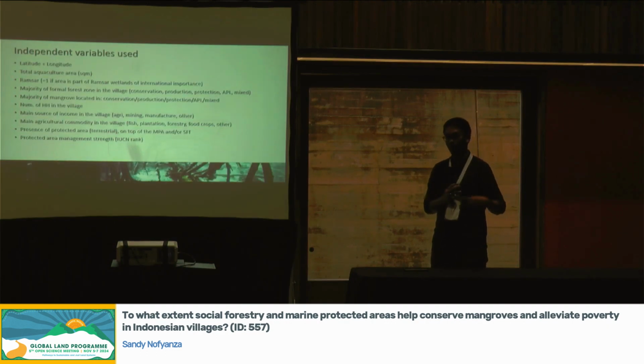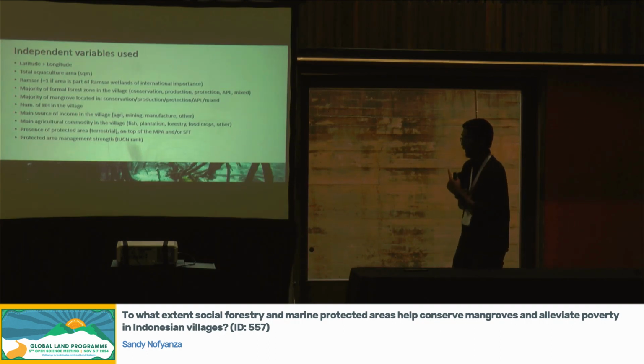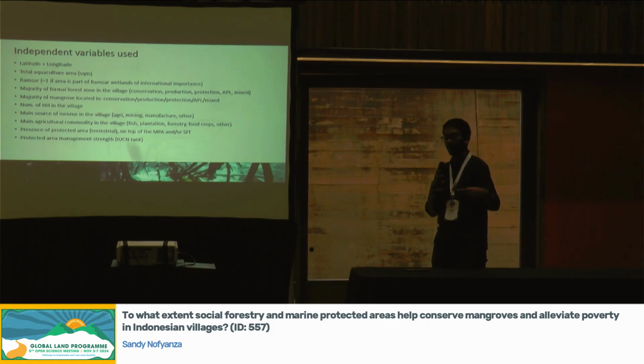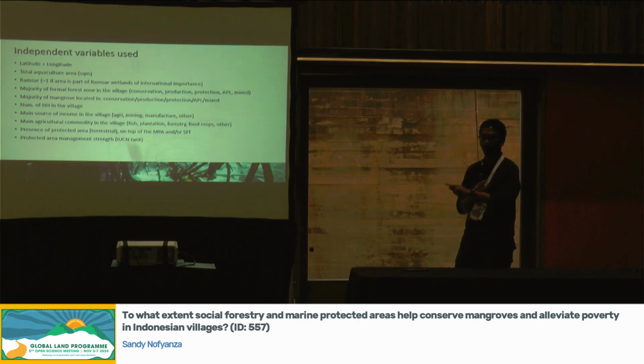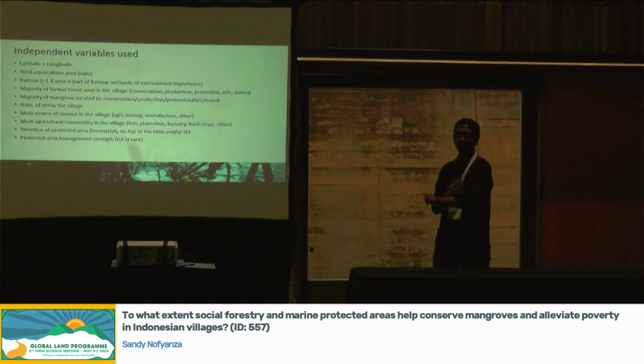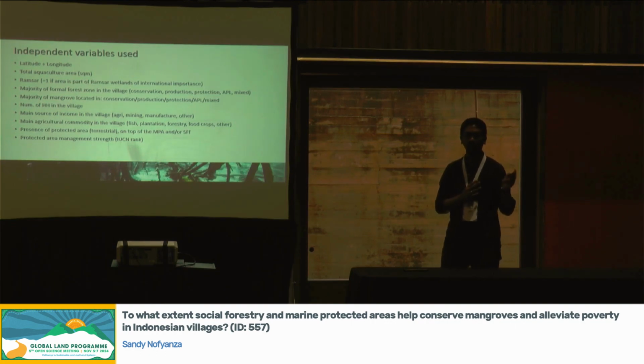This is some of the variables that I control in this exercise. So ranging from different biophysical and socioeconomic indicators, and also whether or not the villages have terrestrial protected areas. Why do I control them here? Because some of them do have terrestrial PA, but those were established long ago, like in the 70s, in the 80s.